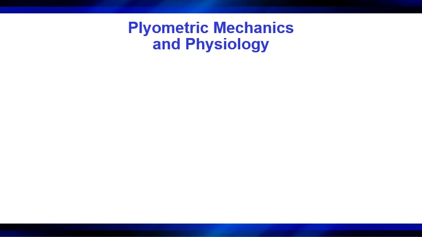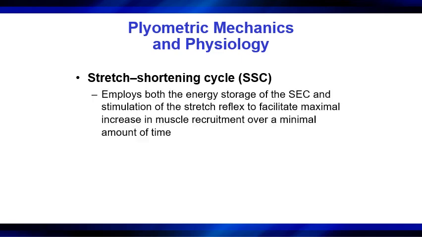Continuing with the physiology associated with this: the stretch shortening cycle, which we led into before, employs energy storage to the series elastic component and stimulation of the stretch reflex to facilitate maximal increase in muscle recruitment over a minimal amount of time. What we're looking to do is get as much muscle recruitment as possible, and have not only a strong contraction, but also a fast contraction. When we're trying to improve properties related to the rate of force development for a lot of our athletic activities, that's what we're doing here.